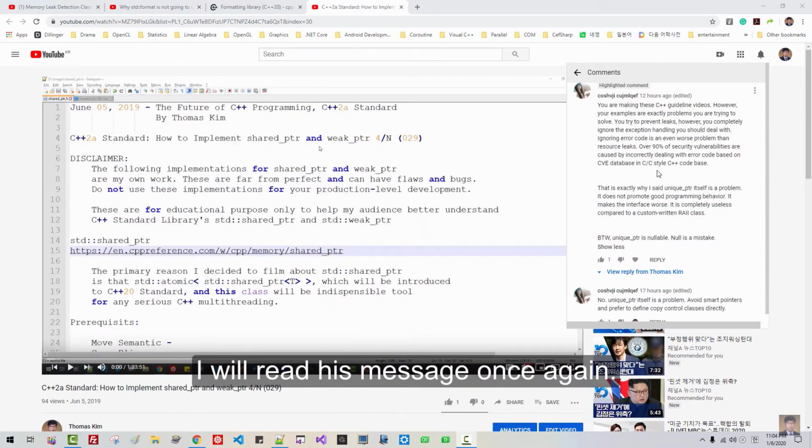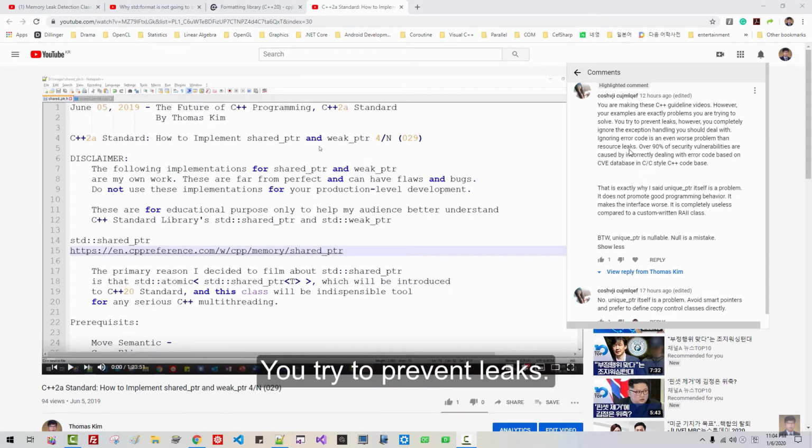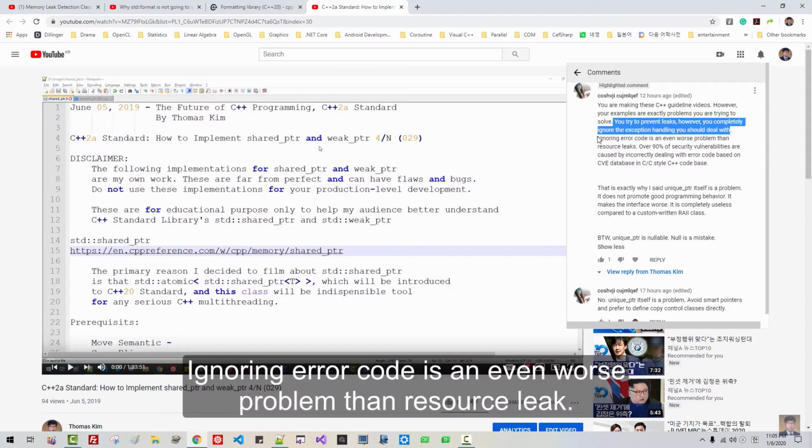I will read his message once again. It is very important. Understanding this is very important. You try to prevent leaks. However, you completely ignore exception handling you should deal with. Ignoring error code is an even worse problem than resource leak.